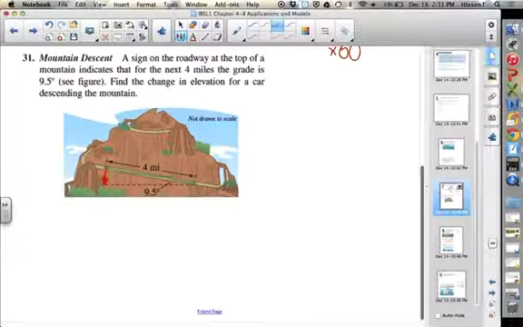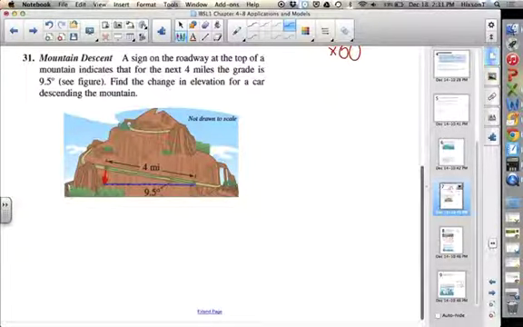The grade here is an angle of depression. Or if you're driving up the mountain, it's an angle of elevation. Remember we said it's a difference of perspective, those terms. You'll see down here, they made this little angle, the 9.5 degrees. So we've got this right triangle with a 9.5 degree angle.